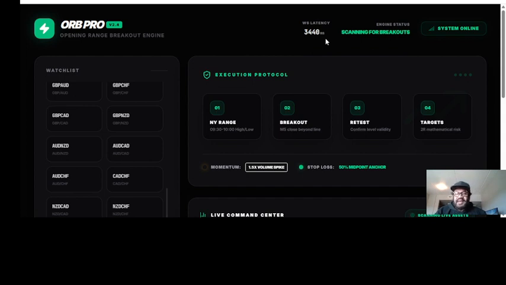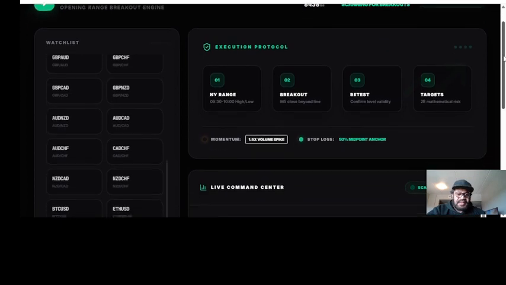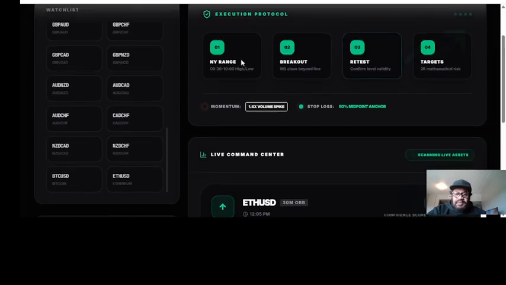It's important that we keep monitoring the latency of the WebSocket, where we're getting the historical data as well as the tick data for the data feed. All right, so here it's currently scanning for breakouts. Today is Friday. There's probably not much going on. It tells us the system is online. If there's a problem with the WebSocket feed, it'll tell us it's offline and that there's a halt in the analysis.